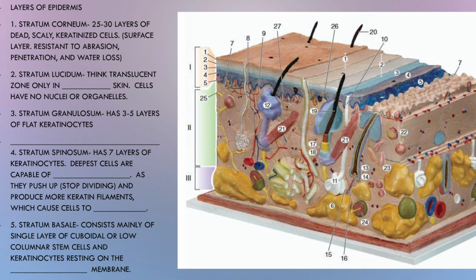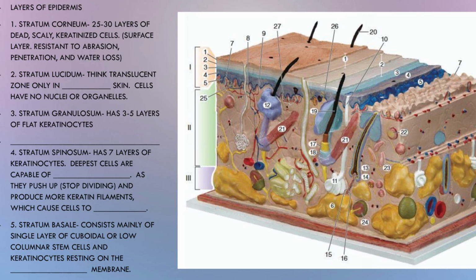Those keratin filaments are what will make those cells become flat. So eventually they become hard and they start to push towards the surface. And finally, we are to number 5 of the epidermis. This is going to be stratum basale, also known as stratum bacilli. You can also see that it's called in some texts stratum germinativum.